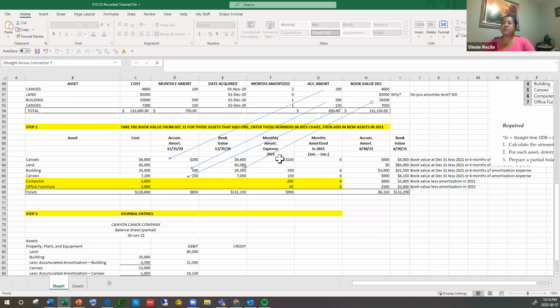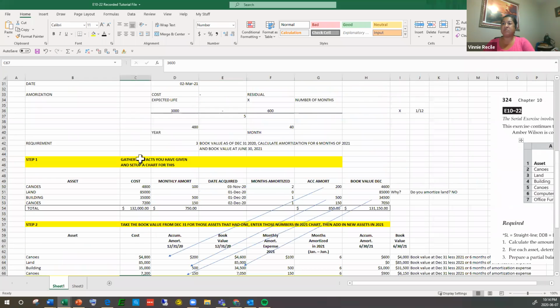Monthly amortization expense in 2021. We've been given the monthly amortization. It doesn't change. Monthly amortization is $100, $500, and $150. But then we have these two assets that we calculated in requirement 1. So we have computers and office furniture purchased in 2021. Remember in March? So we're going to take that data, the original cost from the chart above.